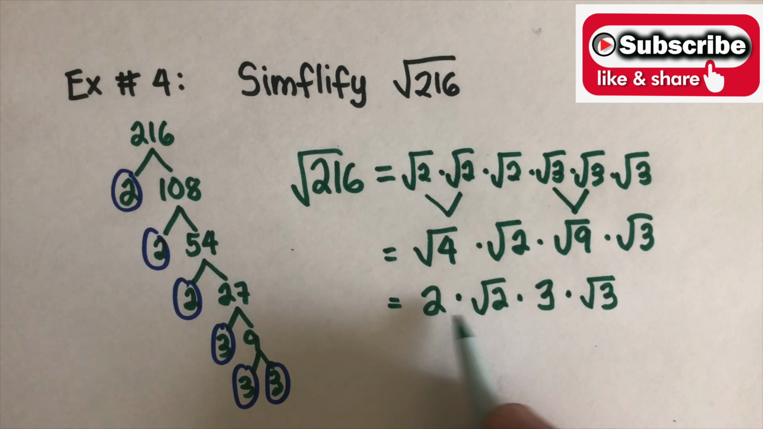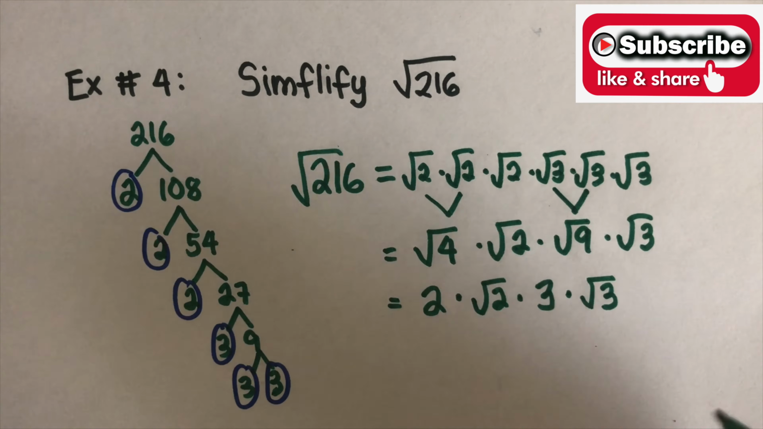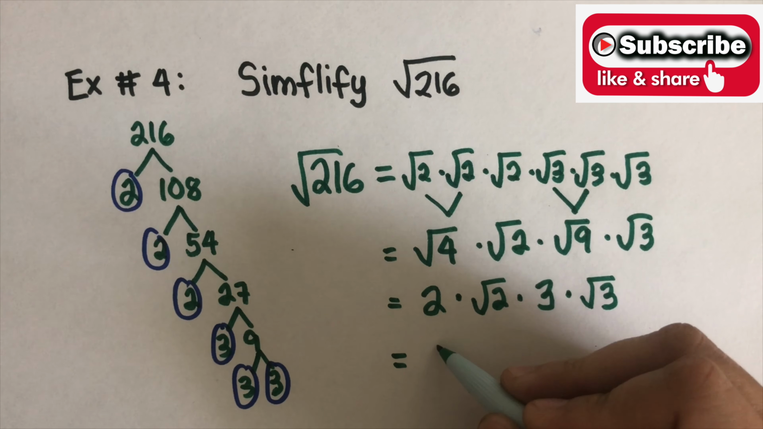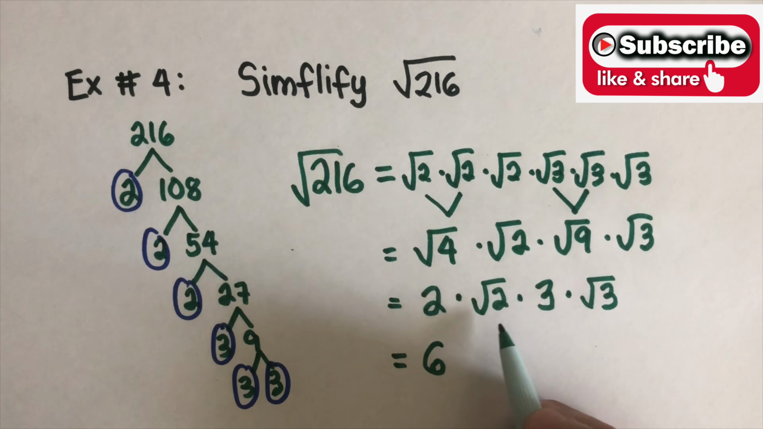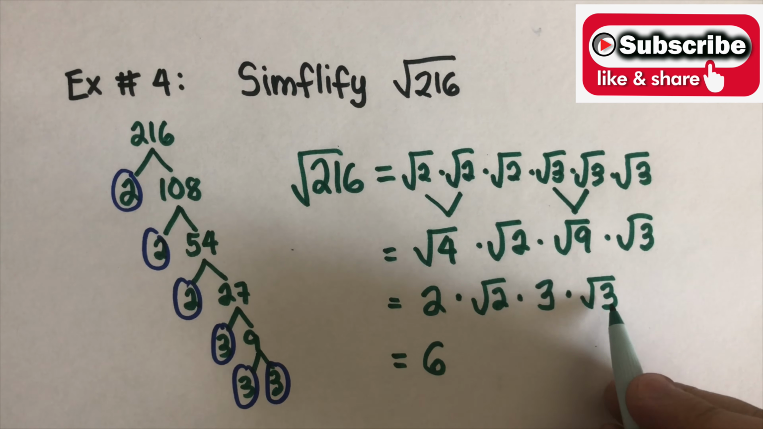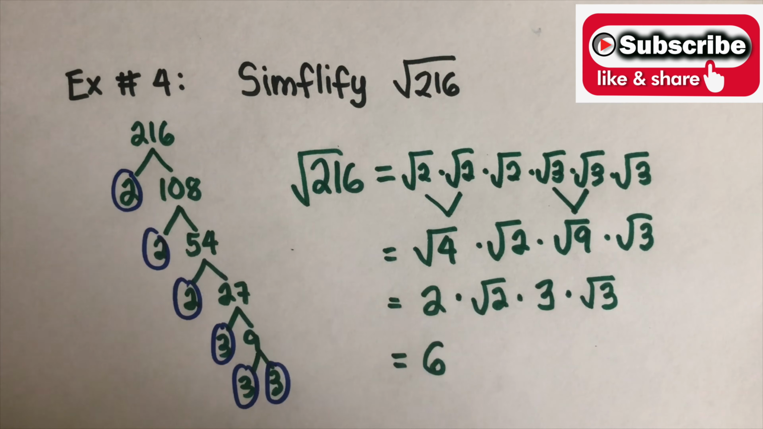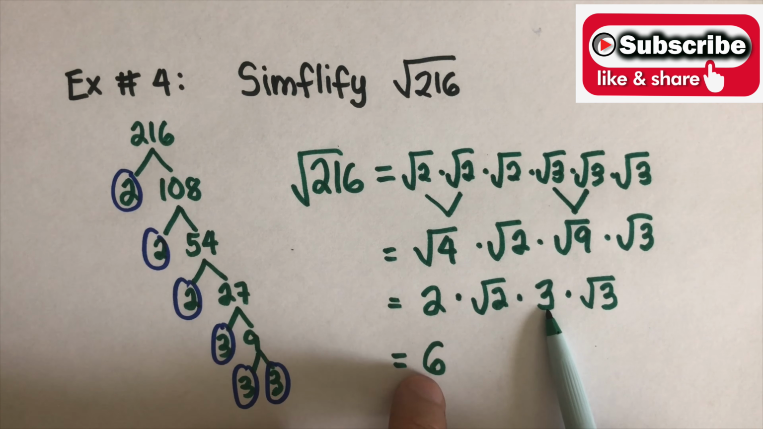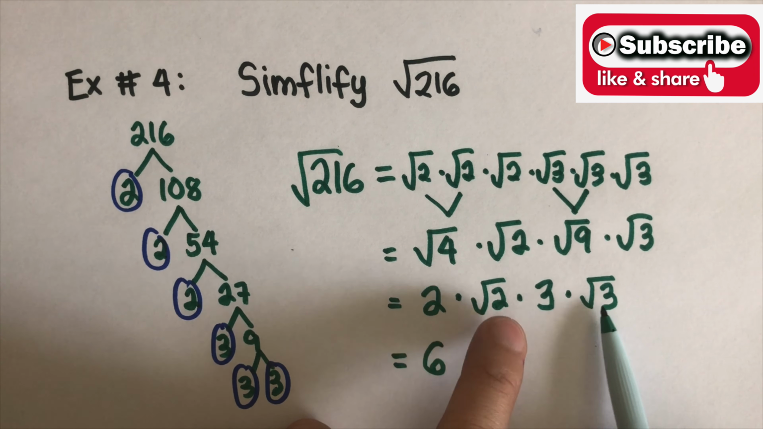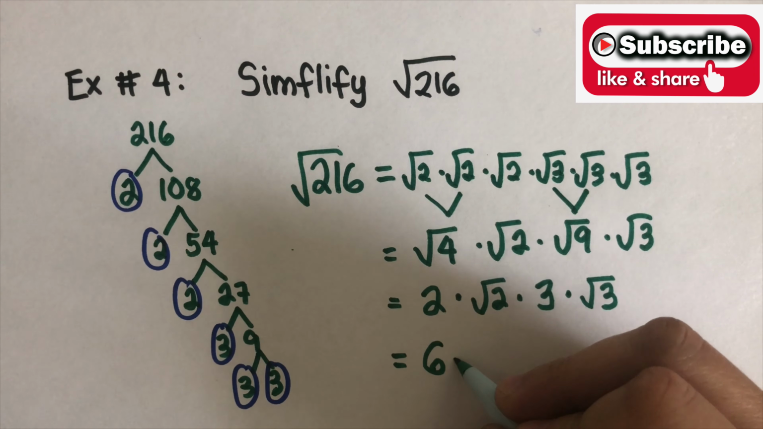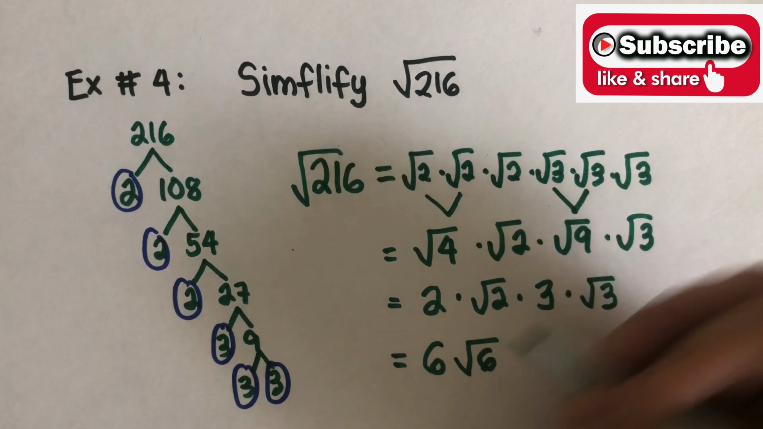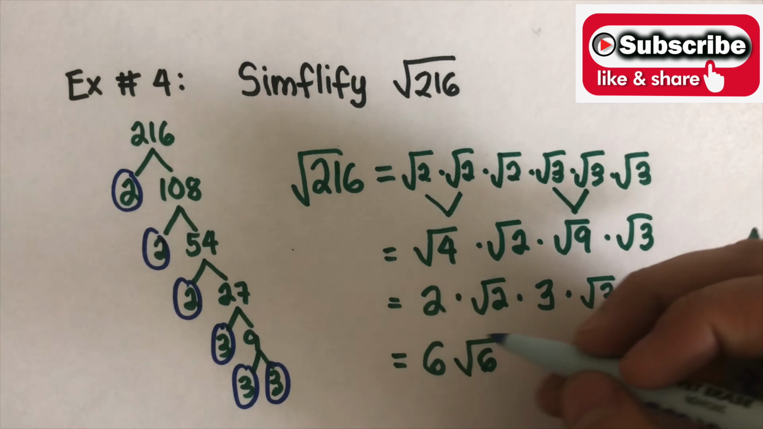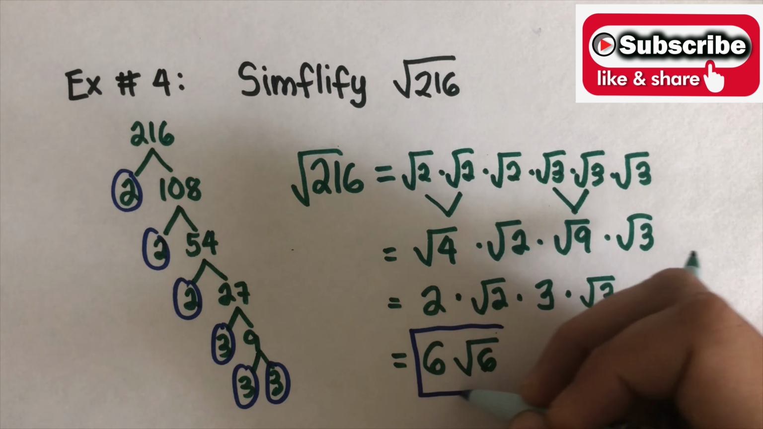So the ones with no square root will be combined together. So that is 2 times 3 is a 6. And then times 2 times square root of 2 times square root of 3. So we combine like terms. Those with no square root, you multiply them. Those with square root, you multiply them. So that is a square root of 6, because 2 times 3 is a square root of 6. And this is the simplified version for 216.